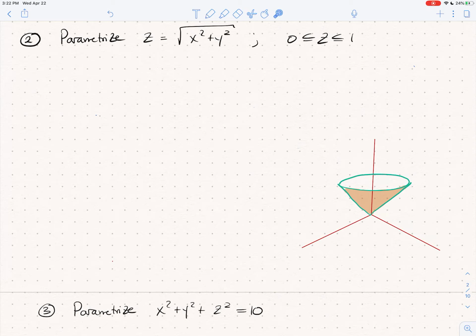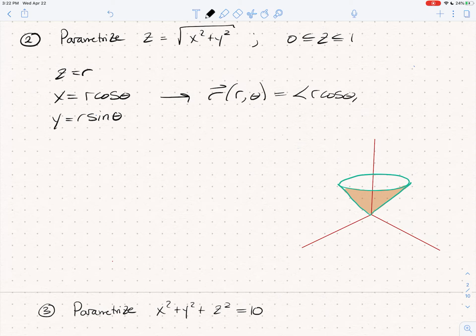And I'm just going to write down everything, and instantly I see when I switch to cylindrical, z is just r. So I get z is r, x is r cosine theta, and y is r sine theta. And I'm looking to express x, y, and z in terms of two variables. So there's r cosine theta, r sine theta. Everything is in terms of the two variables r and theta. And so my parameterization r of r and theta is: x is r cosine theta, y is r sine theta, and z is just r.